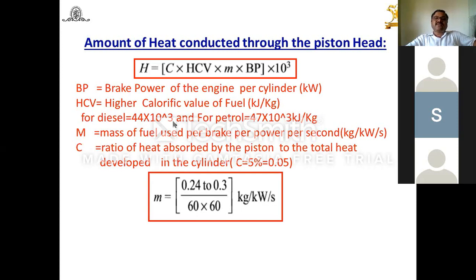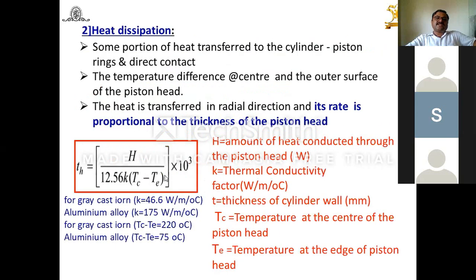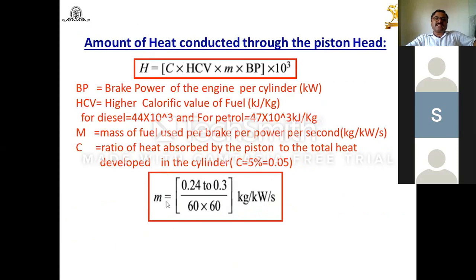And here diesel, 44,000. Again, here m means mass of the fuel used per brake power per second. By using these values, BP is the brake power of the engine per cylinder in kilowatt. So you will get H. Substitute this H here, you will get the TH. And if you would like to find out this m, because m is given in kilojoule per kilowatt per second, that time you can consider this value also.